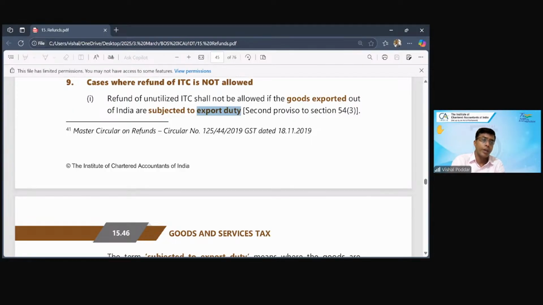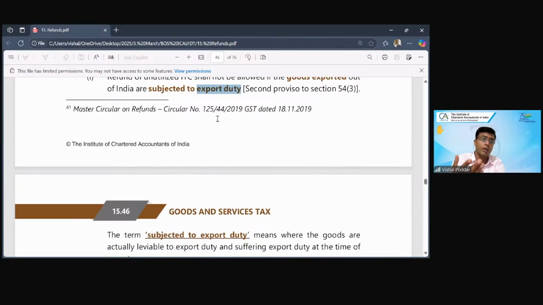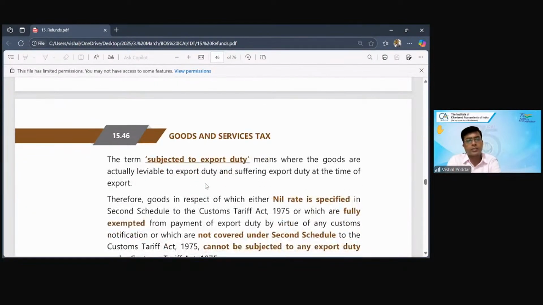However, very few goods today are liable for export duty, for the simple reason that the government does not want to promote the export of those goods. So the simple way is to put duty on them. For those goods, if you are exporting them, obviously you are paying the export duty. As another punishment, or another way of restricting the export, I will not give you the refund for such exports. So even though we allow you refund of unutilized ITC for exports, for such goods on which export duty is already applicable, I will not give you the refund of unutilized ITC.